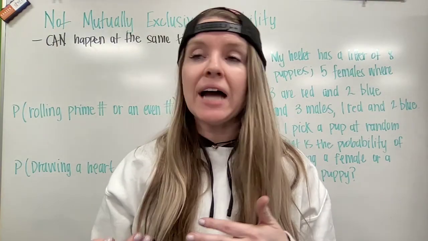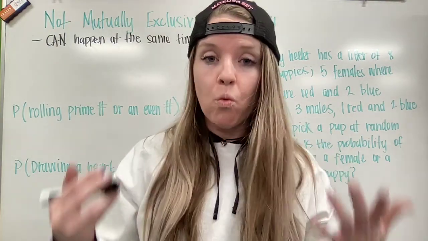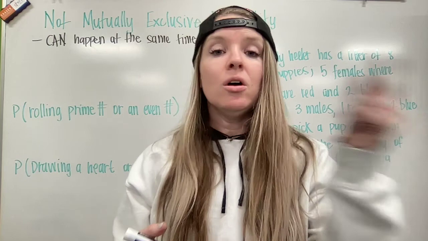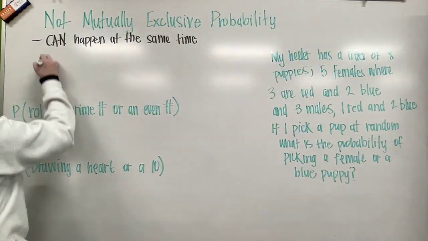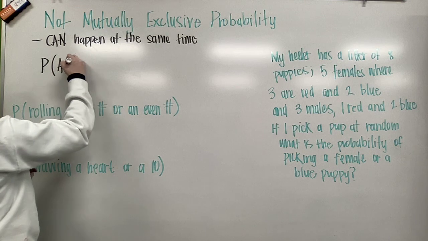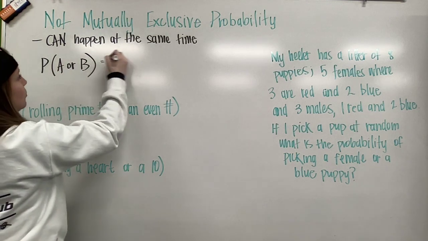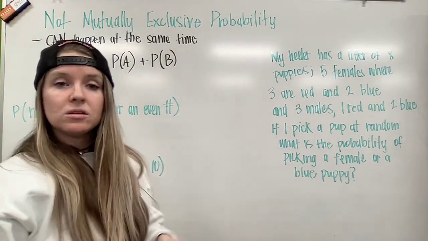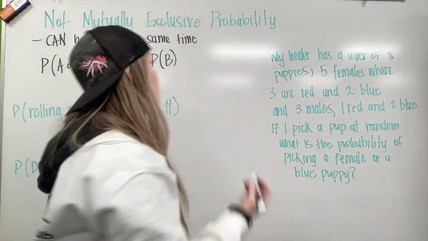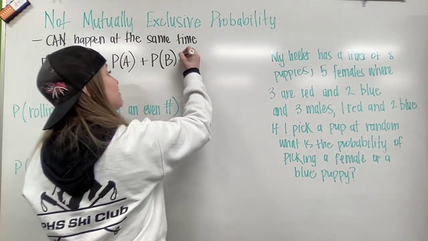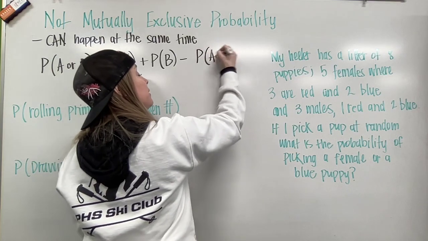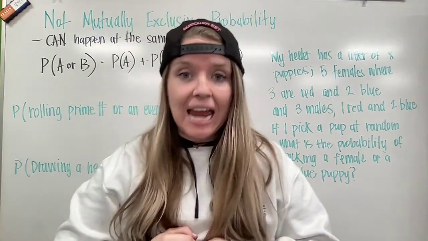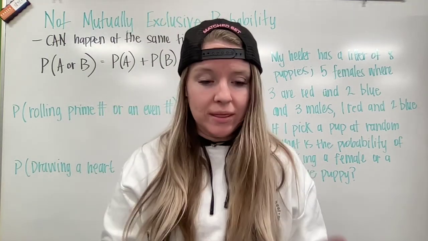So what's happening is we're actually going to count an event more than once, and so we have to be aware of that so it doesn't affect our probability. What this looks like is we're going to take the probability of A or B. Well, I'm still just going to find the probability of A plus the probability of B, because that's what OR means. OR means add. But there's overlap. So we have to take away the probability of A and B, where they happen at the same time. Let me show you what that means.